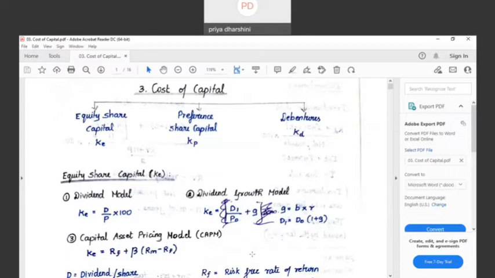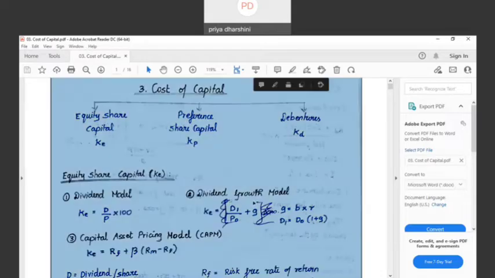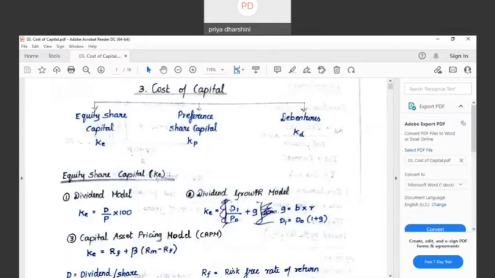How will a firm grow? A firm will grow based on retention of earnings, which is reinvested into the business. So how do you measure the growth rate? The extent of retained earnings will grow at the respective rate of return. That is how the organization will grow. So whenever there is growth, the cost of equity is measured as D1 divided by P0 plus G.